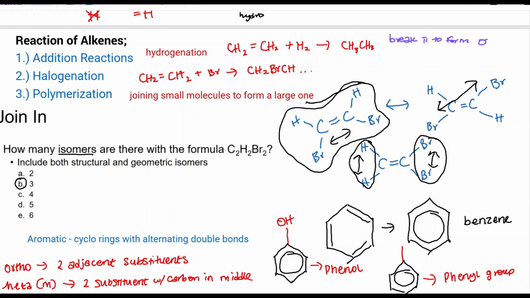Wait, if one's lateral, what's the other? The opposite of lateral. I couldn't really think of the opposite of lateral, but I just know longitudinal, so up versus down. I mean vertical cis, and then there's horizontal cis over here.